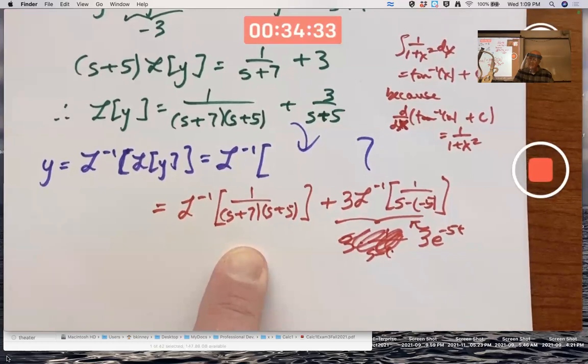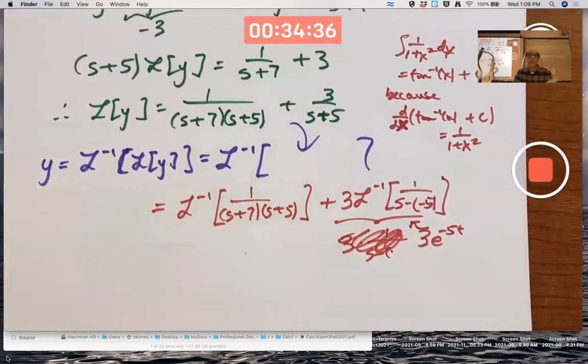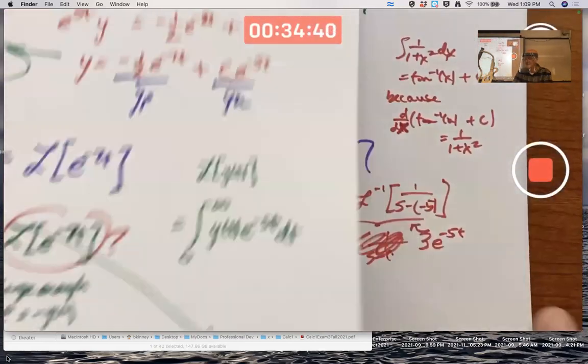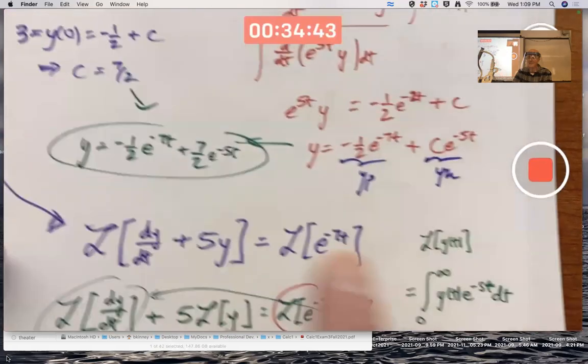Did I make a mistake here? Oh, no, okay, not necessarily a mistake. I'm trying to think about how this compares to the actual answer. I'm trying to think about how it compares to this. I do see a negative e to the negative 5t in there, as there's a negative 5t there.